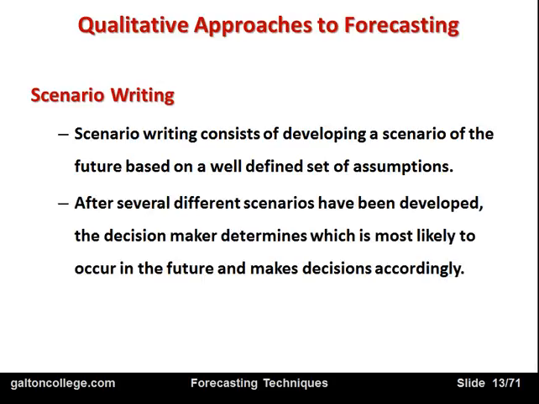After several different scenarios have been developed, the decision maker determines which is most likely to occur in the future and makes decisions accordingly. So different scenarios, perhaps a very optimistic scenario about the future, perhaps a very pessimistic one, perhaps a not so optimistic and not so pessimistic, and so on. So different scenarios are worked out, and then the decision maker is asked to decide which, in his or her opinion, is the most likely to occur in the future.